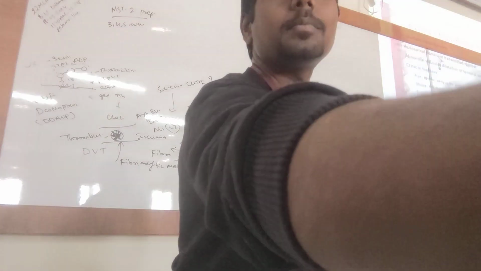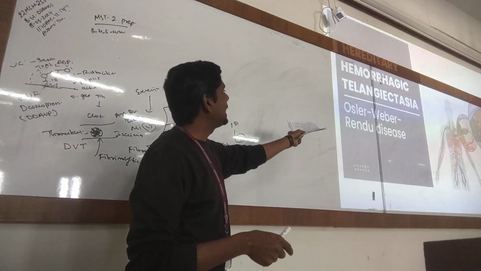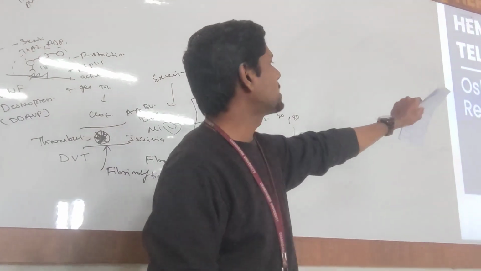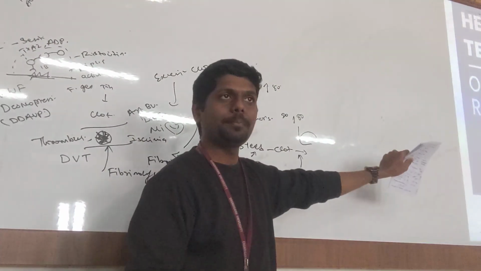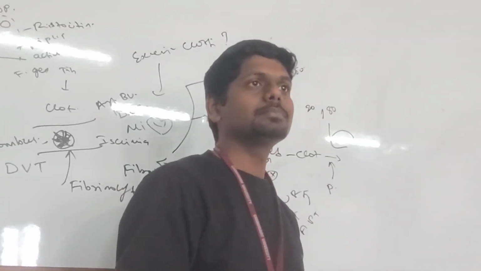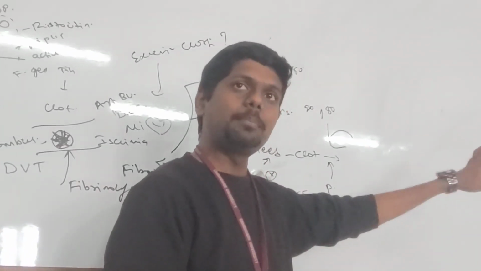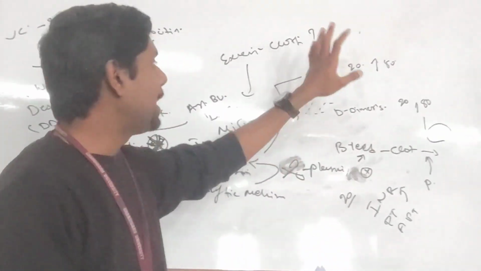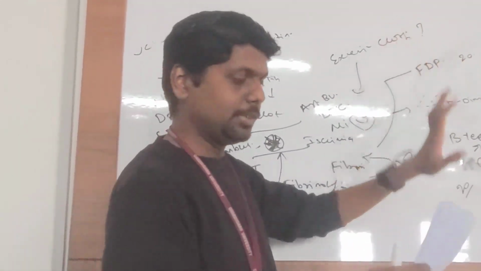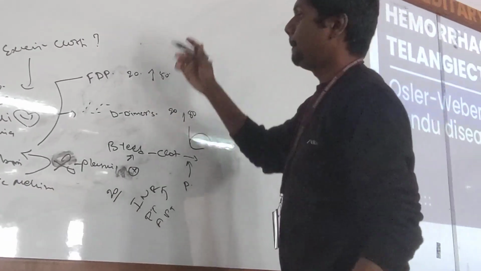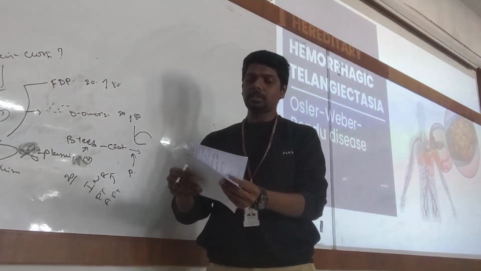Both are same. Hereditary telangiectasia is the medical term, whereas the disease is called Osler-Weber-Rendu disease. Both are same, like hemophilia and Cooley's anemia. Got it? They are same. So now you have understood the blood vessel issues.